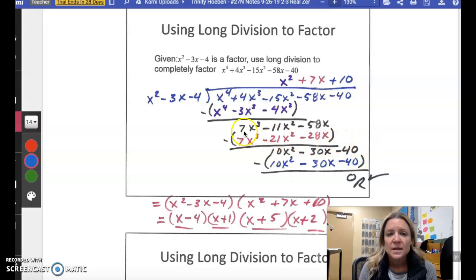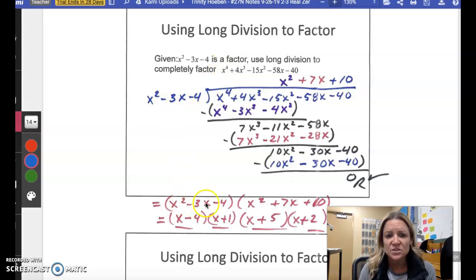Okay? So let's divide. X squared into 10x squared is 10. 10 times x squared is 10x squared. 10 times negative 3x is negative 30x. And 10 times negative 4 is negative 40. So we're going to subtract. These cancel, these cancel, these cancel. We got a 0 out here, which is good because that's kind of what they wanted us to happen.